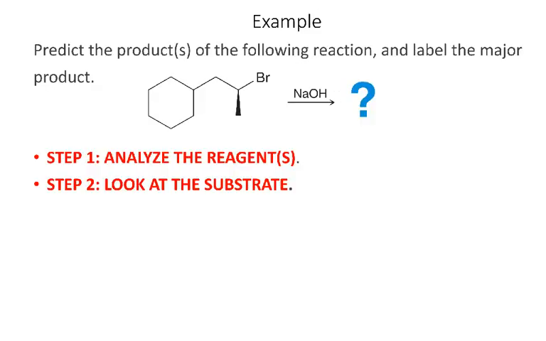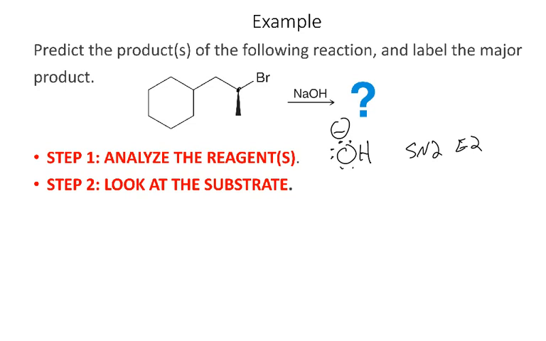We want to predict all the products that would result from the following reaction, and we want to label the major product. So first, we'll analyze the reagent. We've got sodium hydroxide, but really what we're interested in here is OH minus. OH minus falls into the category of being both a strong base and a strong nucleophile, and so that's going to tend to favor both SN2 and E2. When we look at the substrate, we have a secondary alkyl halide.